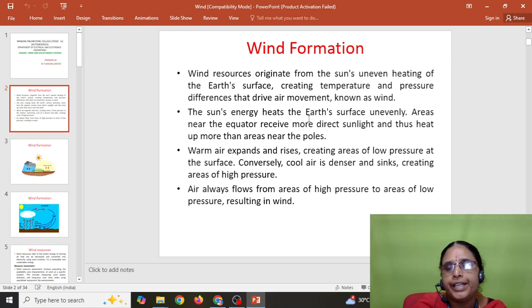The sun's energy heats the earth's surface unevenly. Areas near the equator receive more direct sunlight and thus heat up more than areas near the poles. Warm air expands and rises, creating low pressure. Usually warm air rises, creating a low pressure area. At the same time the cool air is denser and sinks, creating a high pressure area. So air always flows from areas of high pressure to low pressure, which produces wind.